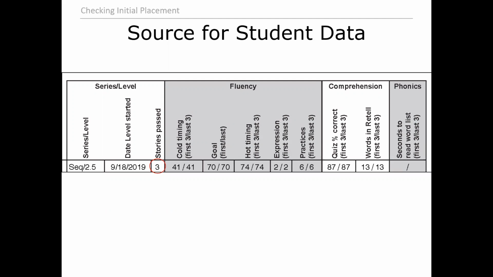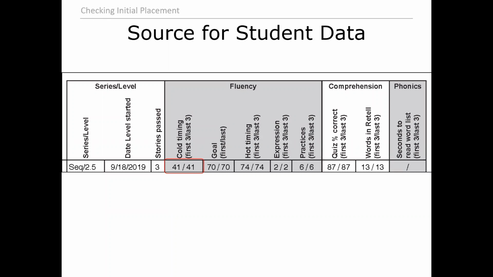The next section is gray, and you can see the header in that section is fluency. So this provides you with information about timings, cold scores, pass scores, expression ratings, that sort of thing. I want you to notice that each column has 2 numbers that are separated by a forward slash. Okay. This does not say 41 41ths.